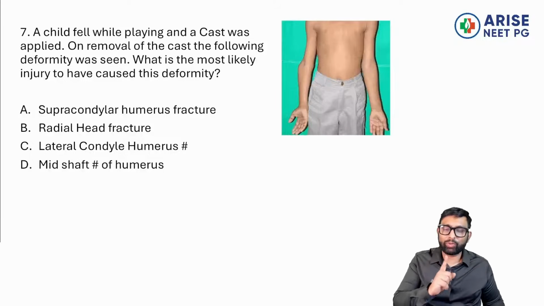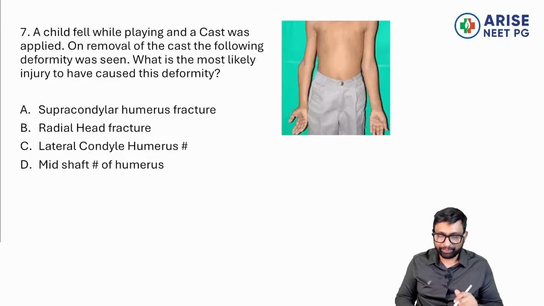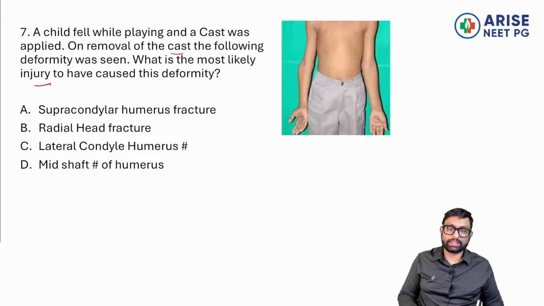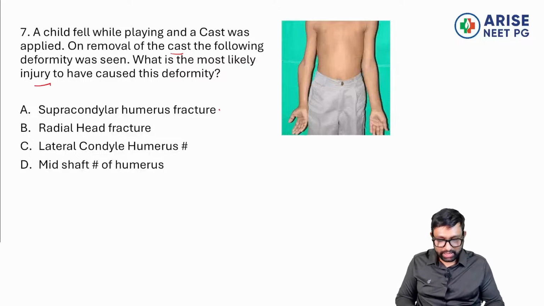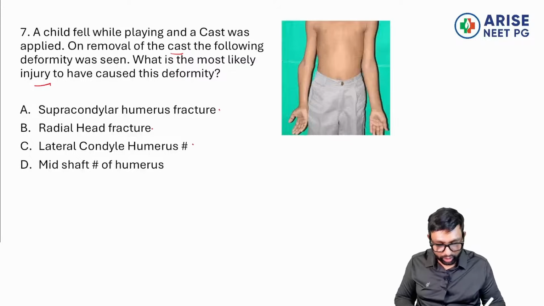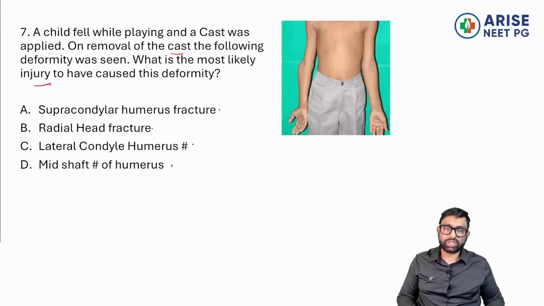A child fell while playing and a cast was applied. On removal of the cast, the following deformity was seen much later. What is a likely injury to have caused this? Is it a supracondylar humerus fracture, a radial head fracture, a lateral condyle humerus fracture, or a mid-shaft fracture of the humerus? Can you tell me this?